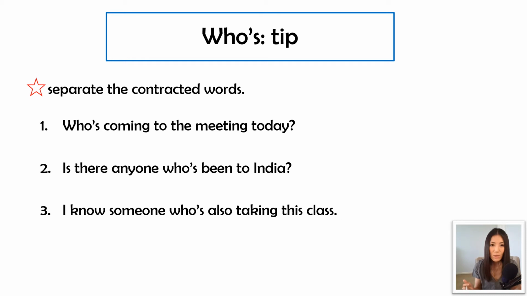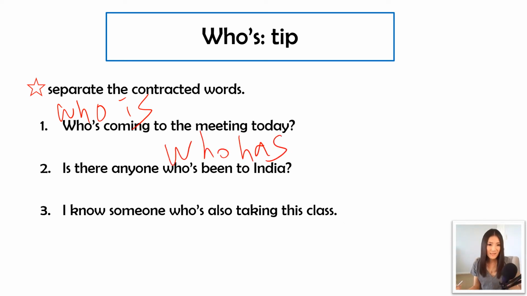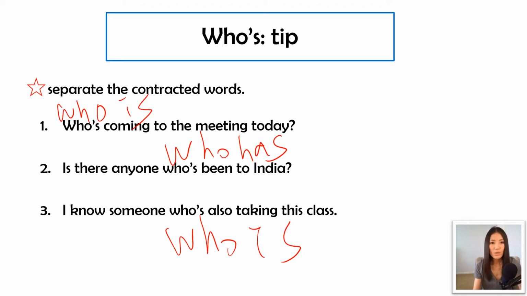Number 1 says, who's coming to the meeting today? If I undo the contraction, it becomes who is coming to the meeting today, and that makes perfect sense. Number 2 says, is there anyone who's been to India? Here, this is a contraction for, is there anyone who has been to India? And again, this is correct. Number 3 says, I know someone who's also taking this class. If I say, I know someone who is also taking this class, it makes perfect sense.